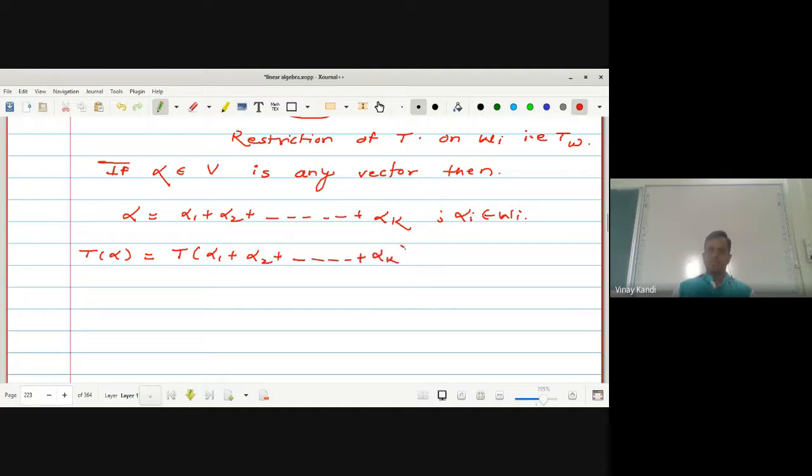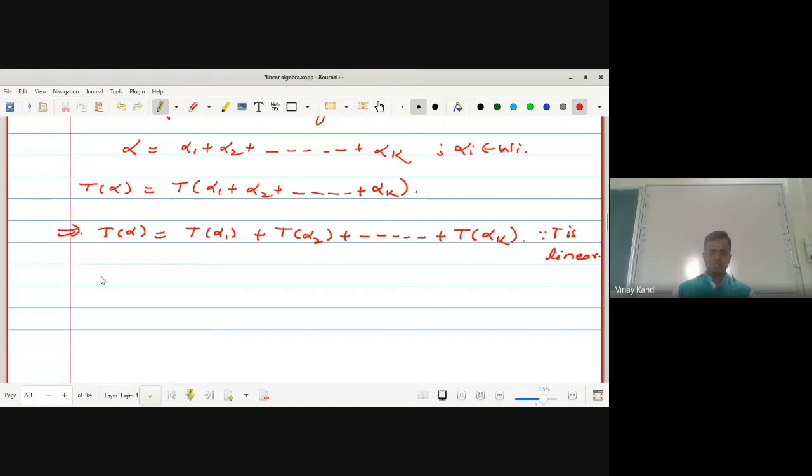Plus alpha k. Okay. So that implies T of alpha is equal to T of alpha 1 plus T of alpha 2 plus up to so on, this is T of alpha k. Why? Because T is linear. Okay. Now, this alpha 1 belongs to what? W1. This alpha 2 belongs to W2. This alpha k belongs to Wk. Okay. So this T induces the linear operator. Which one? T W1.